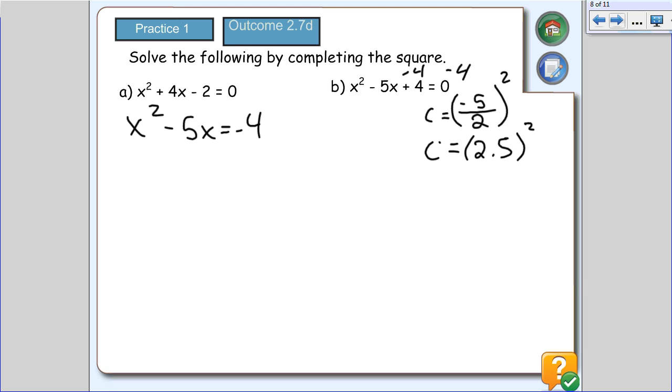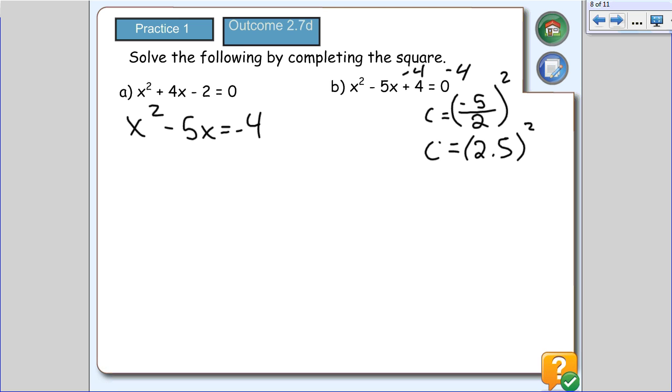Yeah, you would leave it as 2.5 squared. Because some numbers won't work out nicely. Like 13 divided by 2 squared is not going to work. So that would just work back into this 2.5. You got it. So add that to both sides.